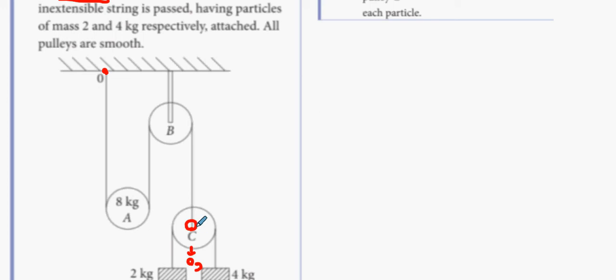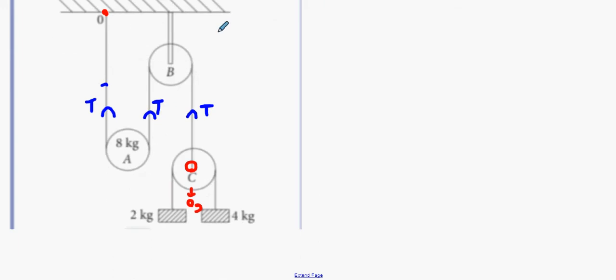Now, tension pulls A upwards, so that's T, that's T, and that's also T, T acting upwards. And then we have a second tension because we have a different wire. So the 2 kilogram particle is 2g going downwards. This is 4g going downwards.